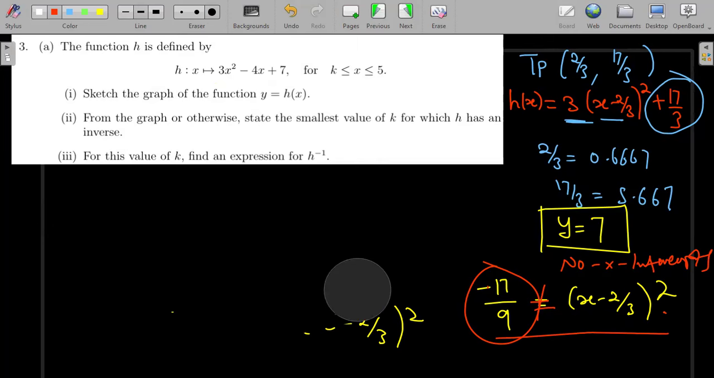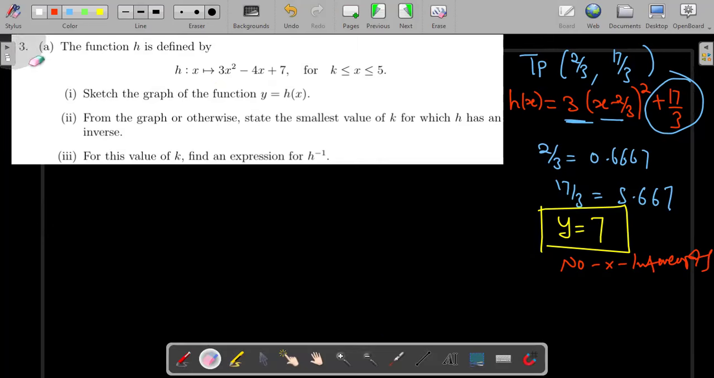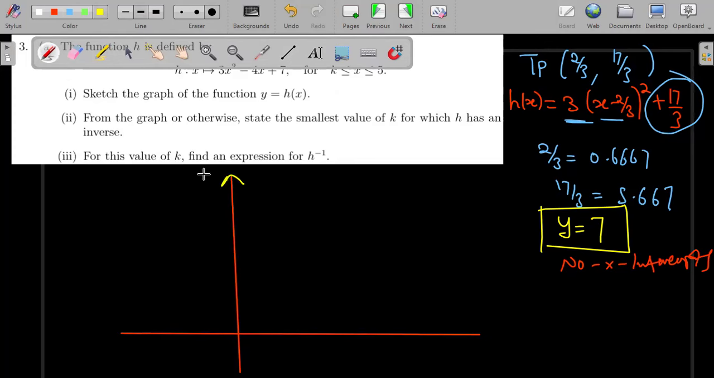So we found the y-intercept, we've established that there are no x-intercepts, and we also have the turning point. So that means we can sketch our graph. Let's sketch our graph somewhere here. This will be my y, and my x can be there. So this is y, this is x.